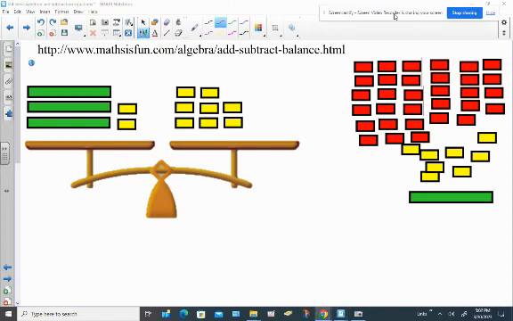Hi everyone, Mrs. Bianchi. We're going to do a little bit more with modeling two-step equations, and I really think modeling will really help what I call that deep conceptual understanding. So remember, when we have something that's balanced, we're suggesting that it's equal.